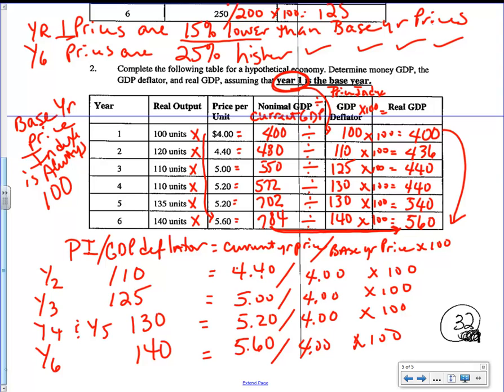So hopefully that will help you with chapter 5. I will continue, and when we get into the next chapter, we're going to skip chapter 6 and go into chapter 7 with unemployment and inflation.